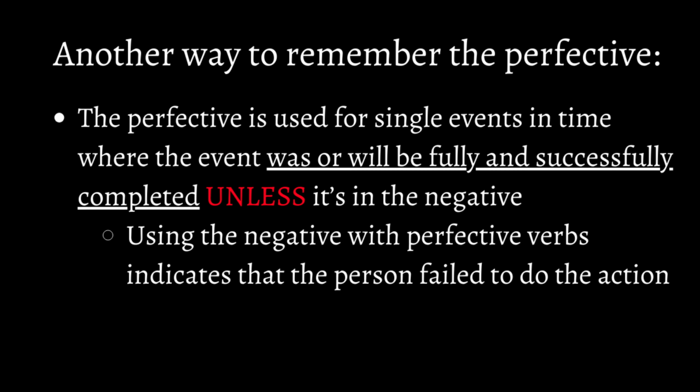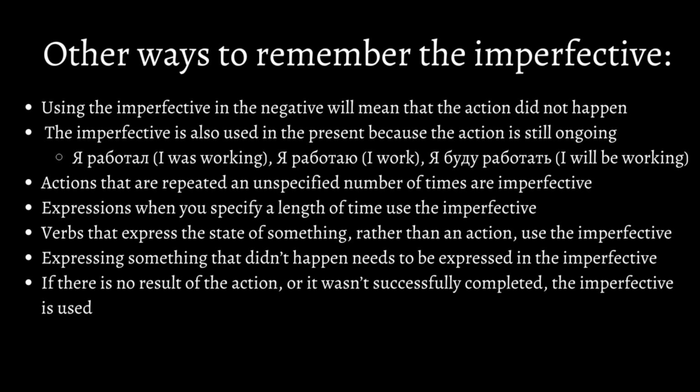In conclusion, it's very simple to remember these definitions because the perfective and imperfective only affect the past and the future, and also, there are more ways to remember them. For instance, the perfective is used for single events in time where the event was or will be fully and successfully completed, unless it's in the negative. Using the negative with perfective verbs indicates that the person failed to do the action, and it's a concept for a future video. Instead, using the imperfective in the negative will mean that the action did not happen.